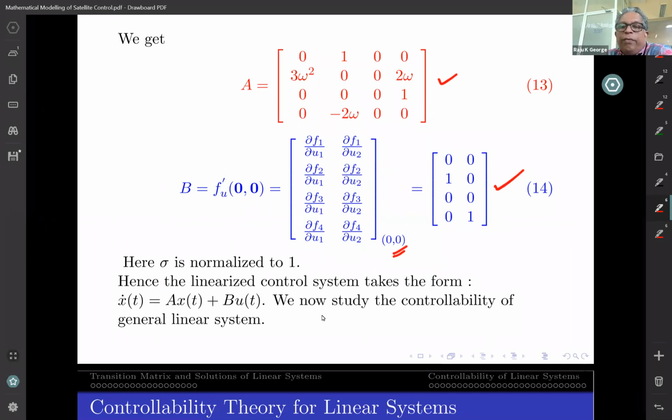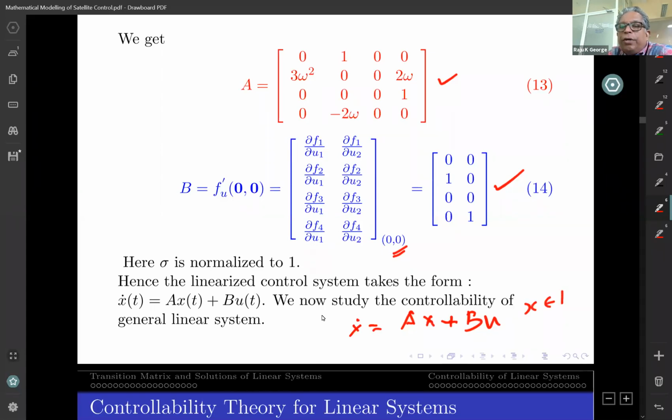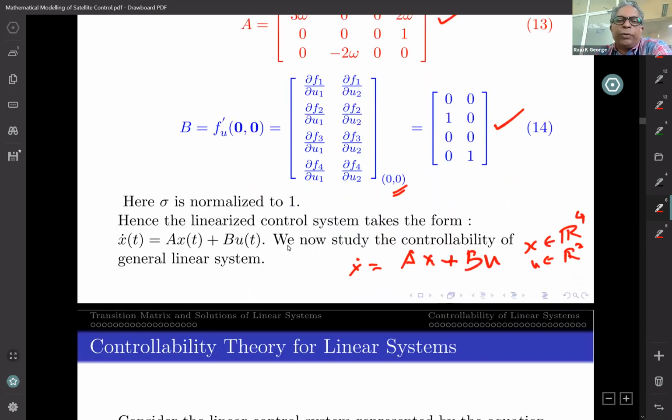So therefore, we got a system of the form x dot is equal to Ax plus Bu, which is four-dimensional, where x is in R4 and u is in R2. So therefore, we obtained a vector differential equation representing the motion, or the dynamics, of the satellite. We study the control aspect of it.